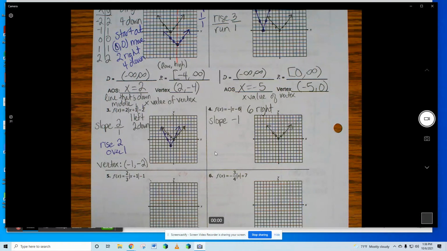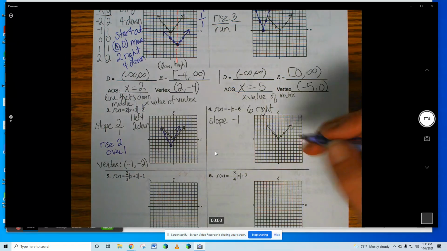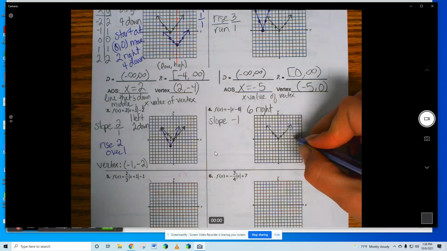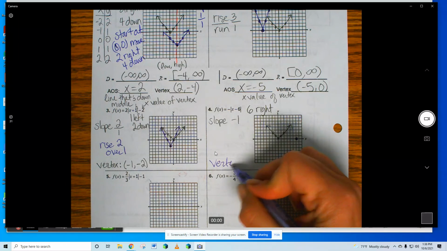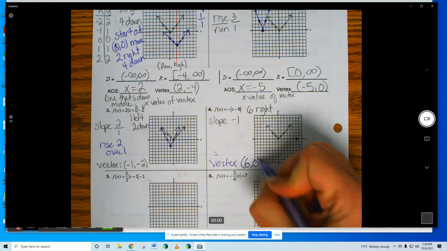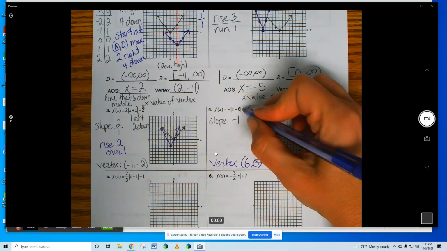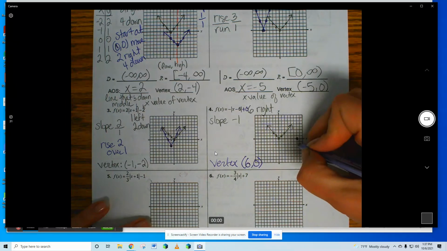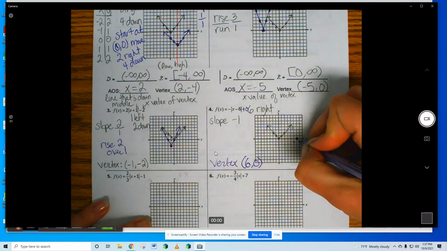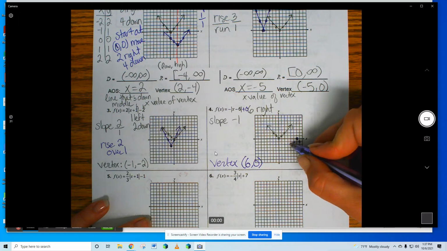Damien, could you close that? Thank you, sir. 6 to the right. 1, 2, 3, 4, 5, 6 is my new vertex. 6, 0. Because there's no K, so it's like a +0. And downward. 1 down, 1 in one direction. 1 down, 1 in the other direction. Keep going. So I've got that.